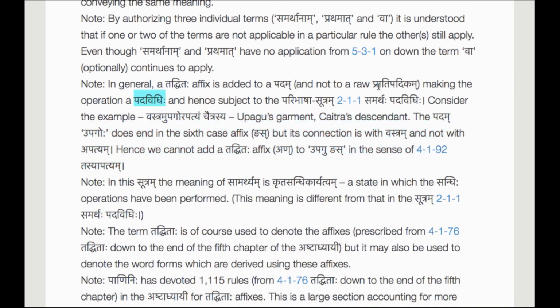So for example, we say vastram upagoho apatyam chaitrasya. We cannot blindly take upagoho as a shashtyantam and use tasyapatyam to apply the affix an, because the logical, syntactic connection is not between upagoho and apatyam, but between upagoho and vastram. Apatyam connects with chaitrasya. So keep in mind that the tadhitaha formations are also operations involving a padam. Therefore we have to respect the Paribhasha Sutram 2.1.1 samarthaf padavidhi, which we of course know from the Samasa Prakaranam, because that was also a padavidhi.